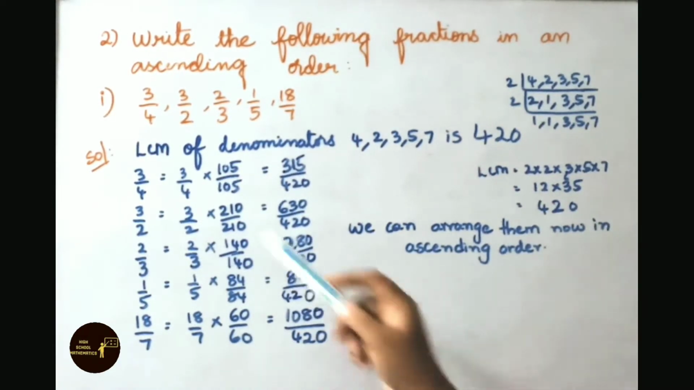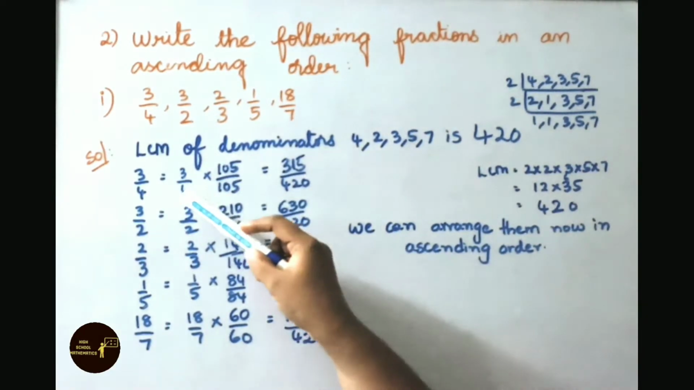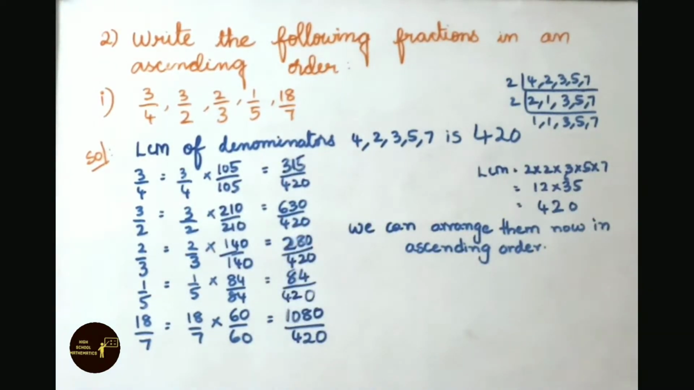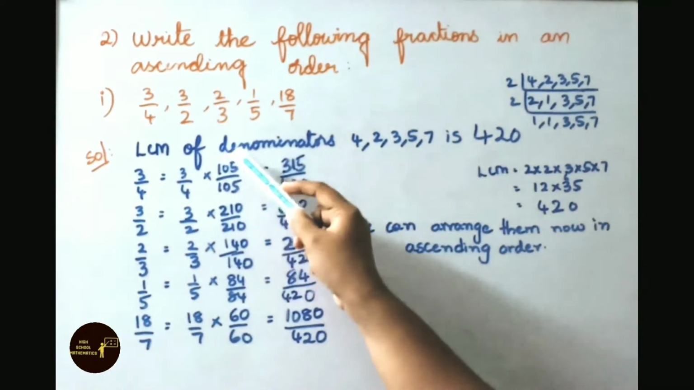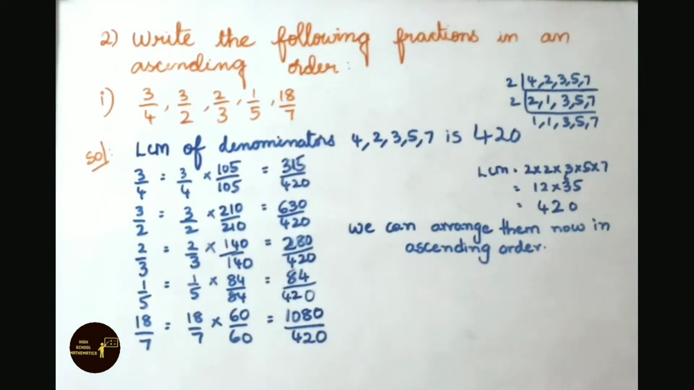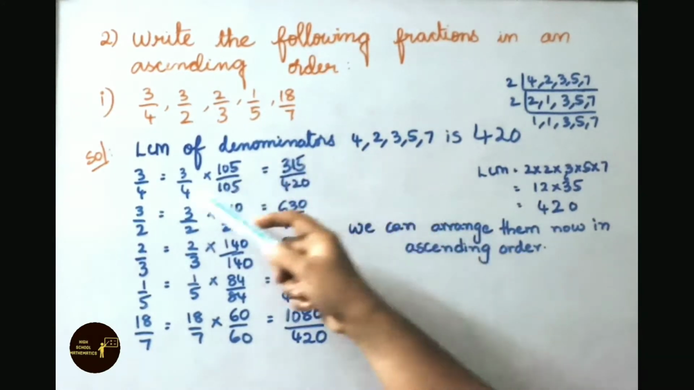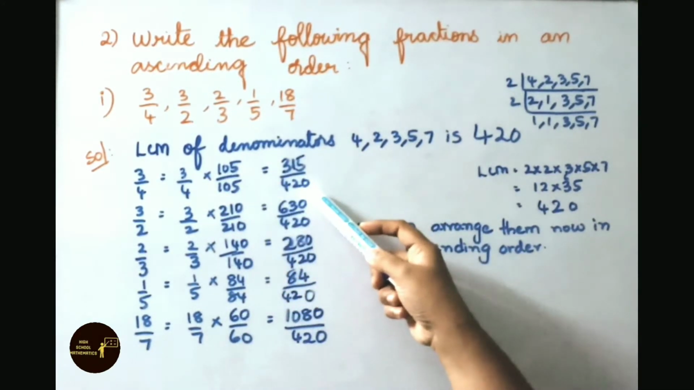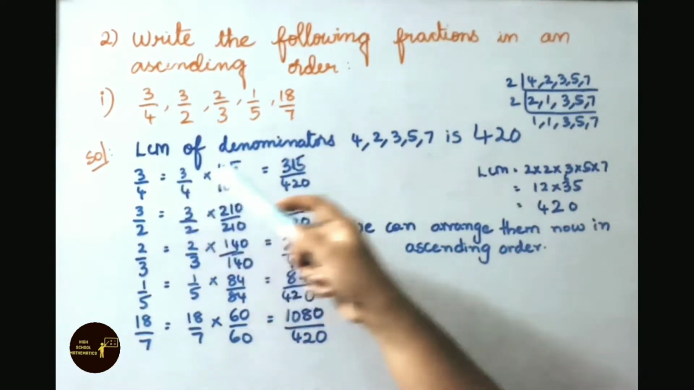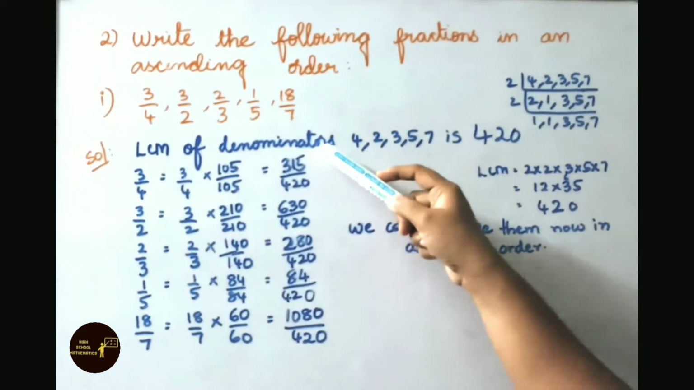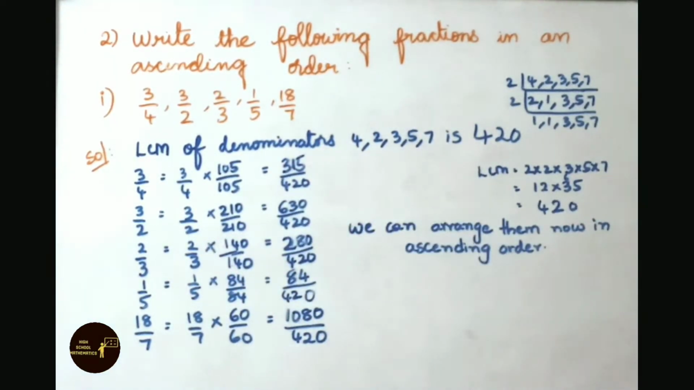So given fraction 3 by 4, here denominator 4. For this 4, how much if we multiply, we get the LCM value 420, that is 105. So numerator and denominator we must multiply by 105. 3 105s are 315, 4 105s are 420. Therefore 3 by 4 we converted into like fraction, 315 by 420.